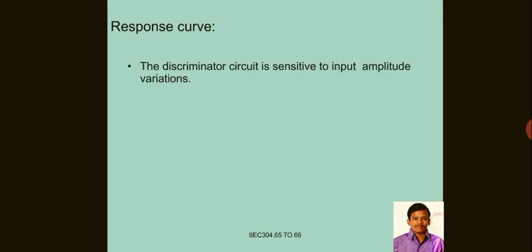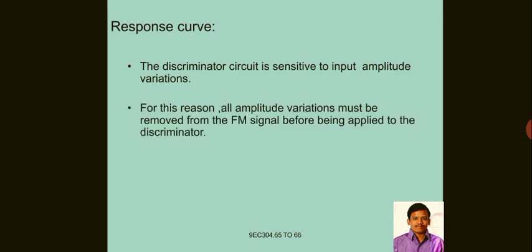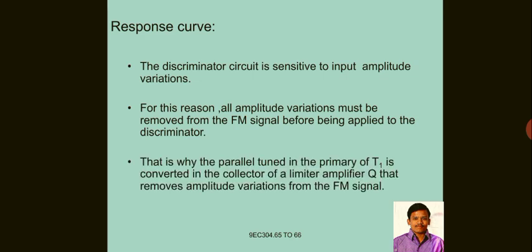This discriminator circuit is sensitive to input amplitude variations. For this reason, the amplitude variations must be removed from the FM signal before applying it to the discriminator. This is why the parallel tuned circuit in the primary of T1 is connected in the collector of a limiter amplifier Q, which removes the amplitude variations from the FM signal.